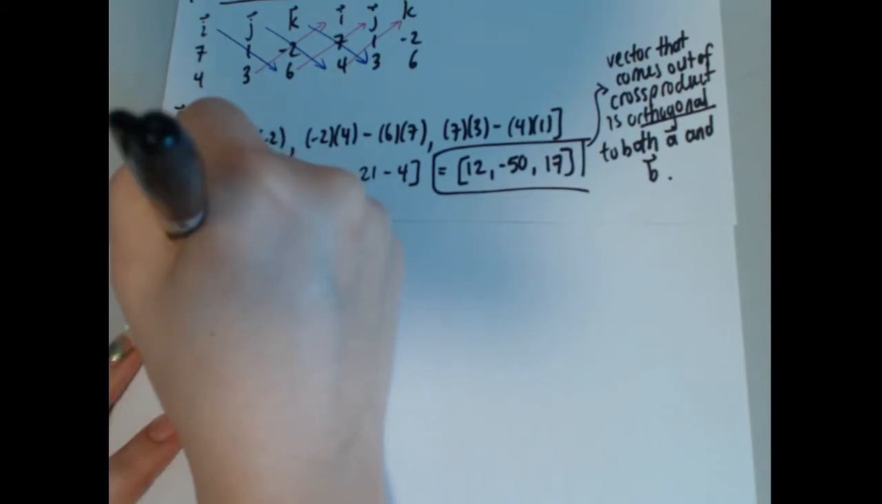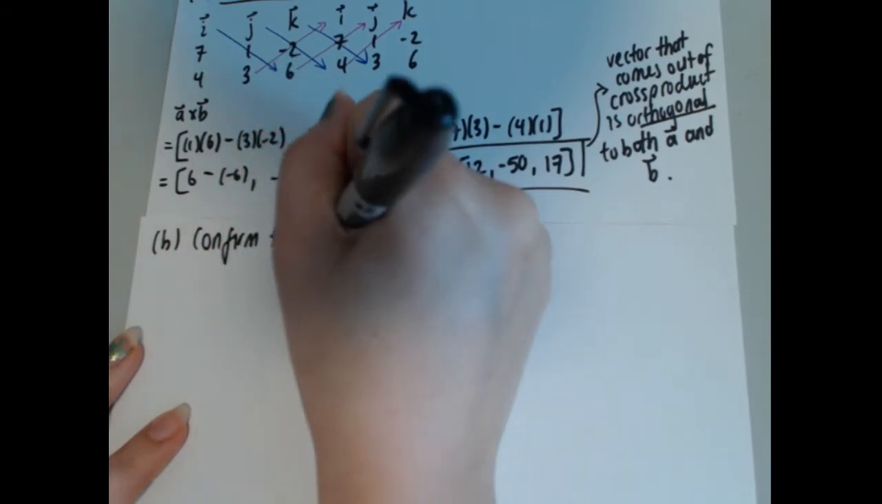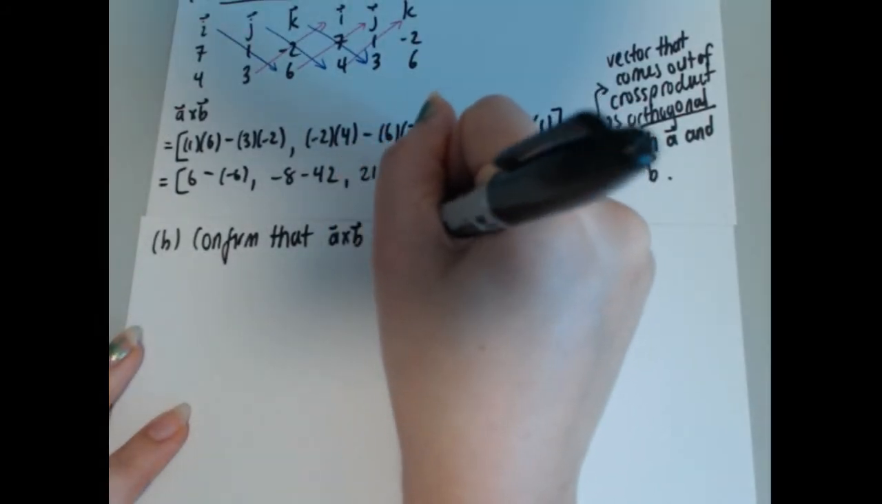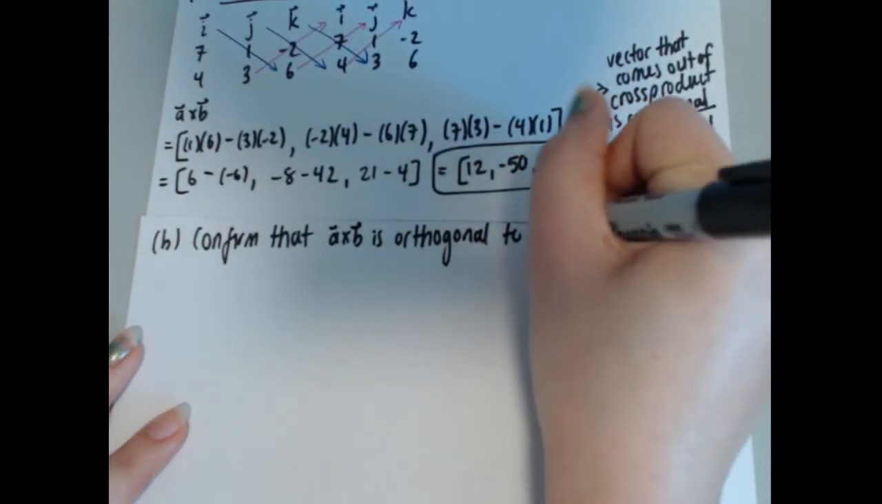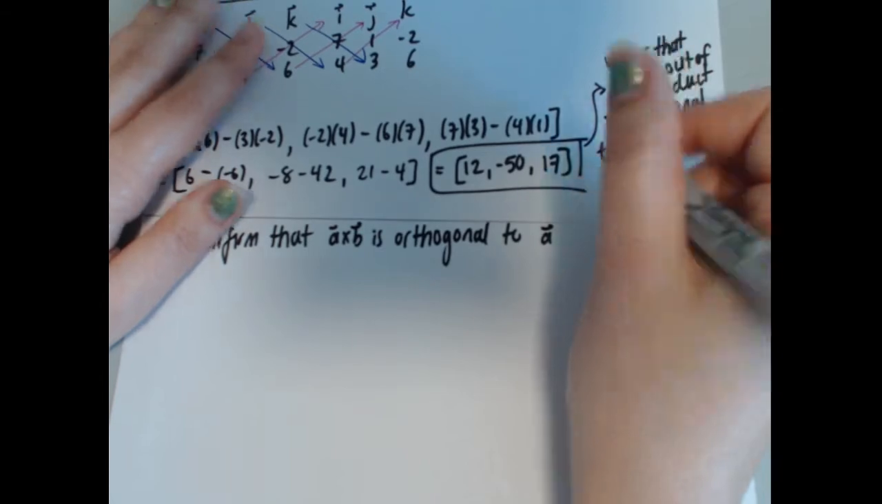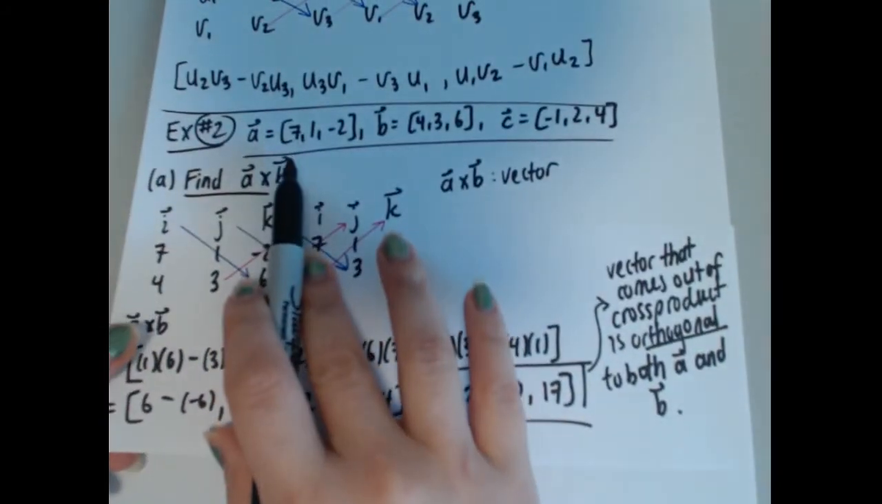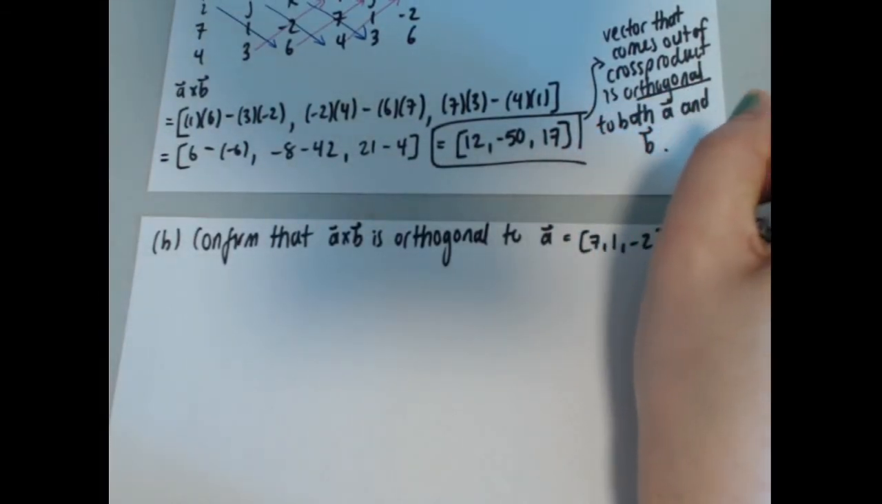Part B. Confirm that A cross B is orthogonal to A. Now A, we already know, is given in the original problem. A is right here, 7, 1, minus 2. I'll just write that here, 7, 1, minus 2.